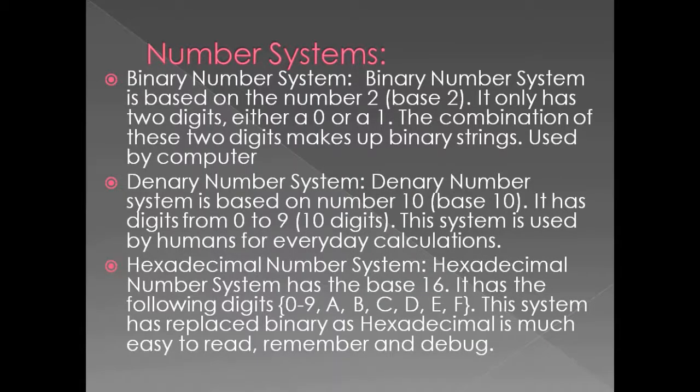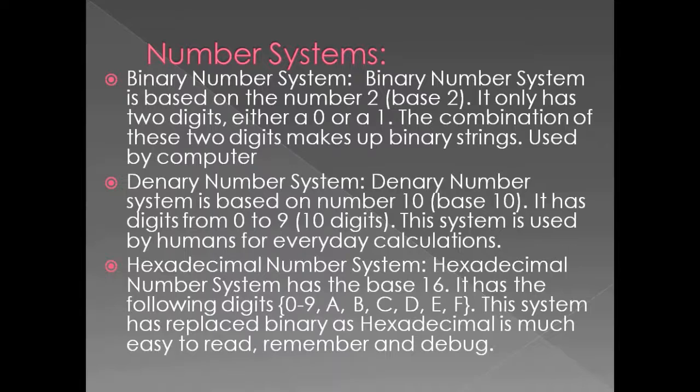So basically in Cambridge there are 3 number systems that are a part of your syllabus. There are many other number systems available as well, such as the octal number system and so on, but they are not a part of the Cambridge syllabus. In Cambridge you only have to deal with 3 number systems: binary number system, denary number system, and hexadecimal number system.